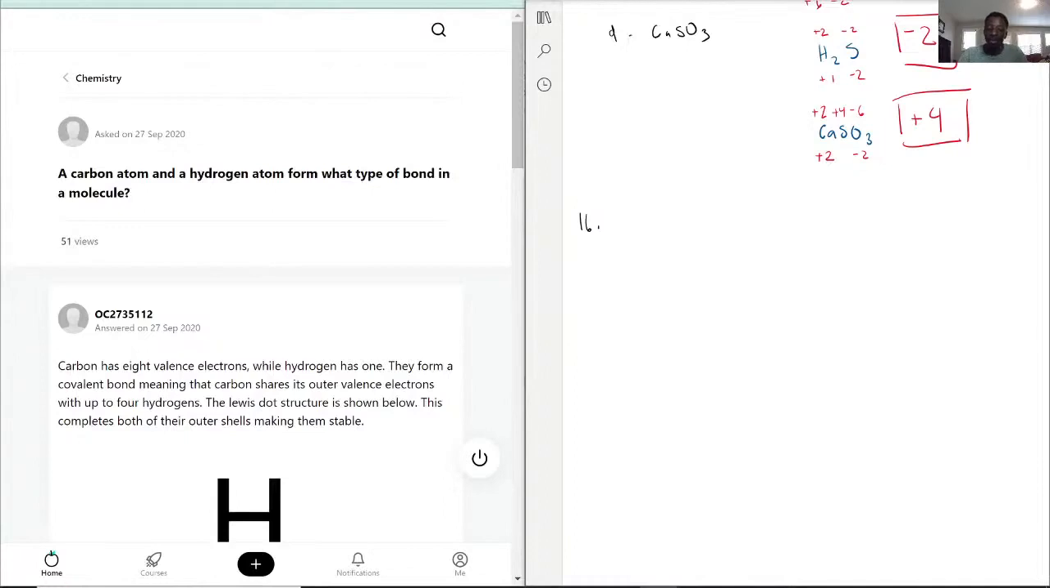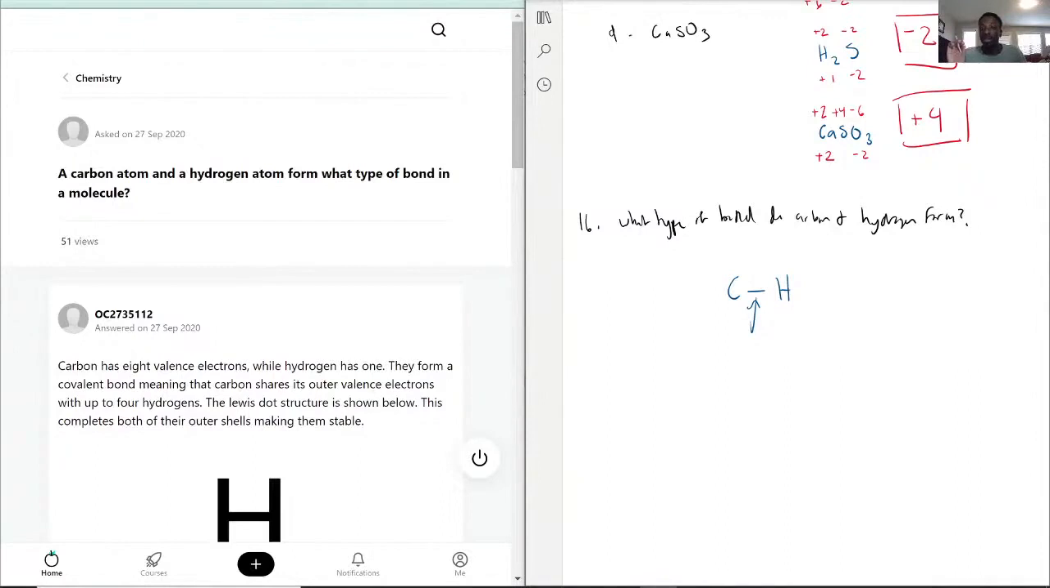A carbon atom and a hydrogen atom form what type of bond in a molecule? What type of bond do carbon and hydrogen form? Okay, so for this question, it really is just asking for this bond here, and what type of bond it forms based on the electronegativity, okay?